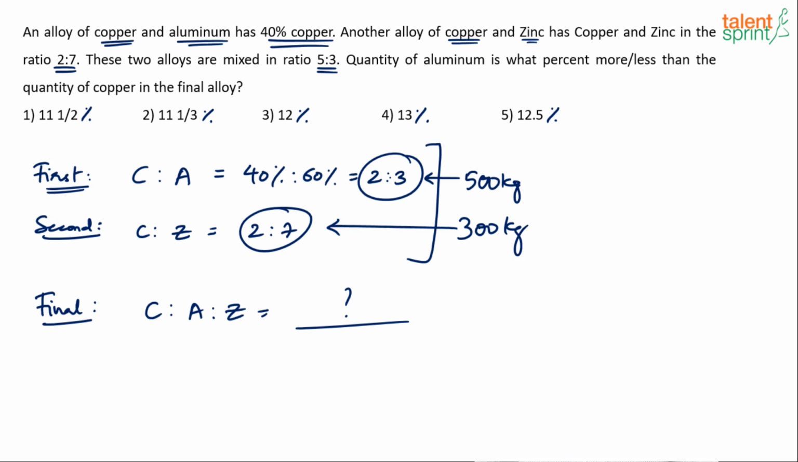Now the challenge I see is, so what I'm going to do is I'll find out how much is copper in this 500 kgs. How much is copper in this 300 kgs? I'll write that value here. What is the aluminium in this? I'll write the value here. What is the zinc in this? I'll write the value here. I'll get the final ratio.